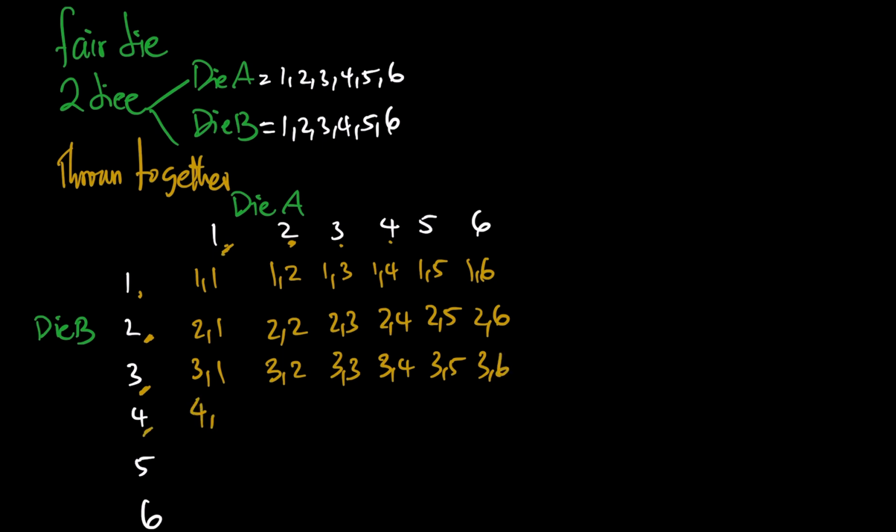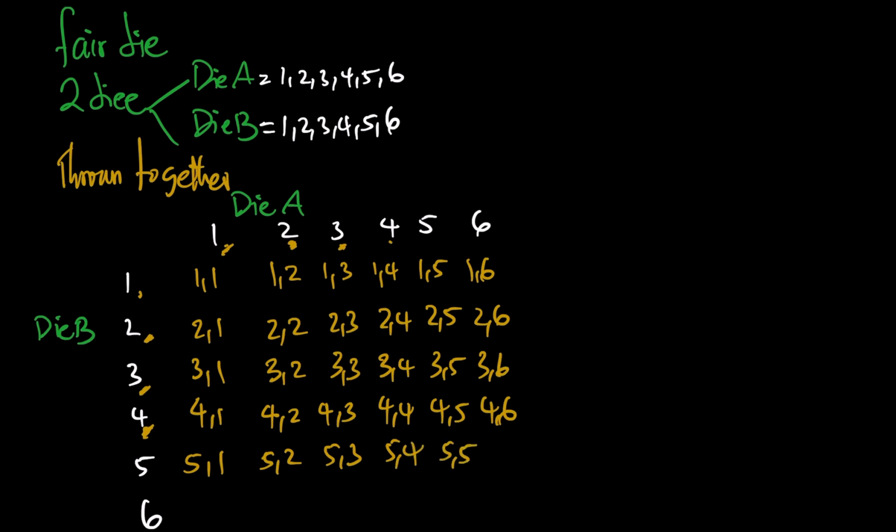The same 4 with this 2 gives us 4 and 2, then 4 and 3, 4 and 4, 4 and 5, 4 and 6. Here it gives us 5 and 1, 5 and 2, 5 and 3, 5 and 4, 5 and 5, 5 and 6. The last one, 6 and 1, 6 and 2, 6 and 3, 6 and 4, 6 and 5, 6 and 6. In that particular order.